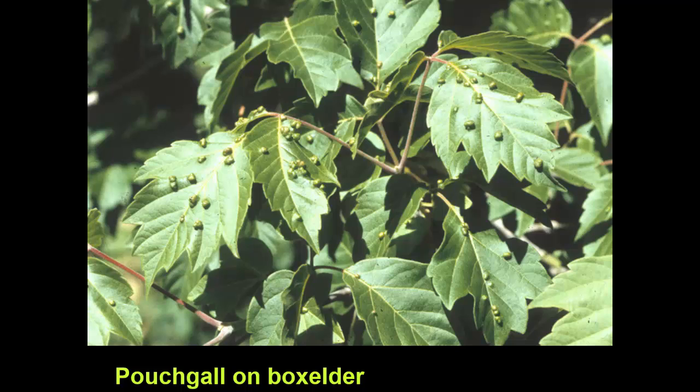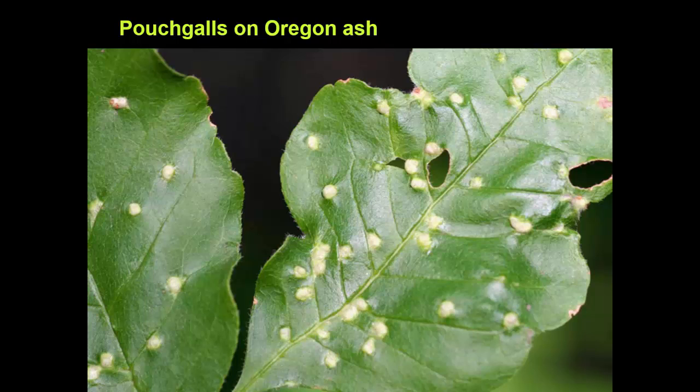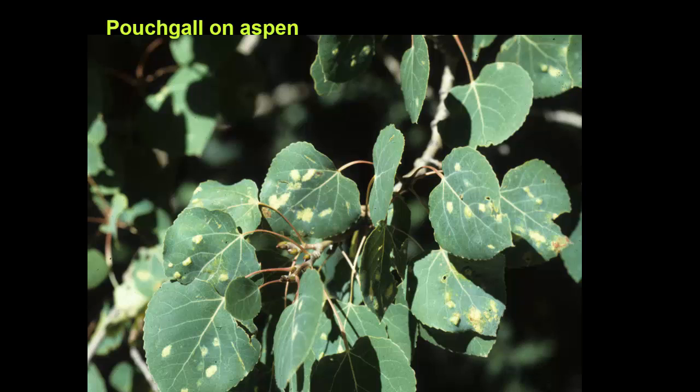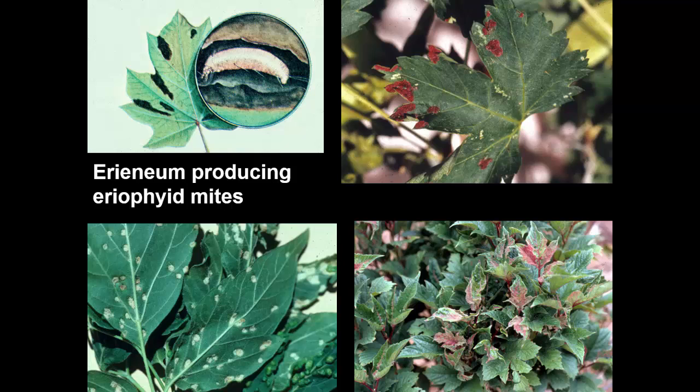A pouch gall on box elder. On the upper leaf surface, you see a little pouch. In this case, on Oregon ash, a little pouch gall, a little raised area. Not too developed in terms of a raised area is a pouch gall that you sometimes will see on aspen. Again, eriophyid mite caused.